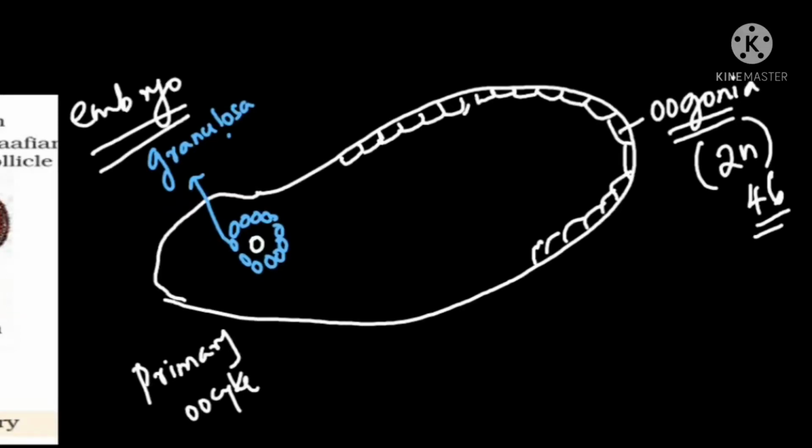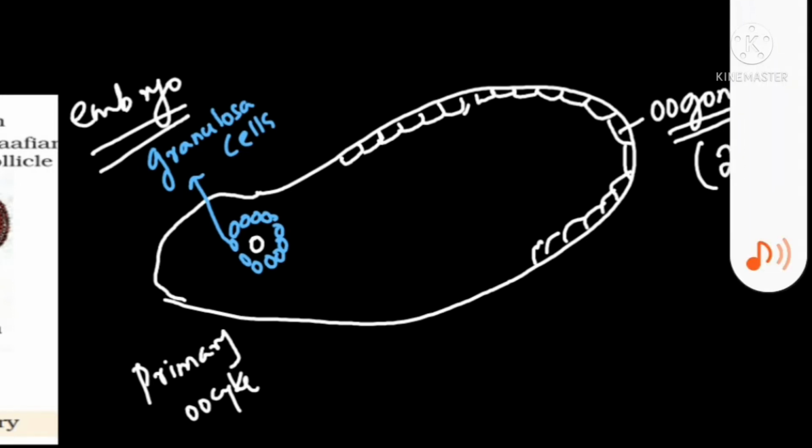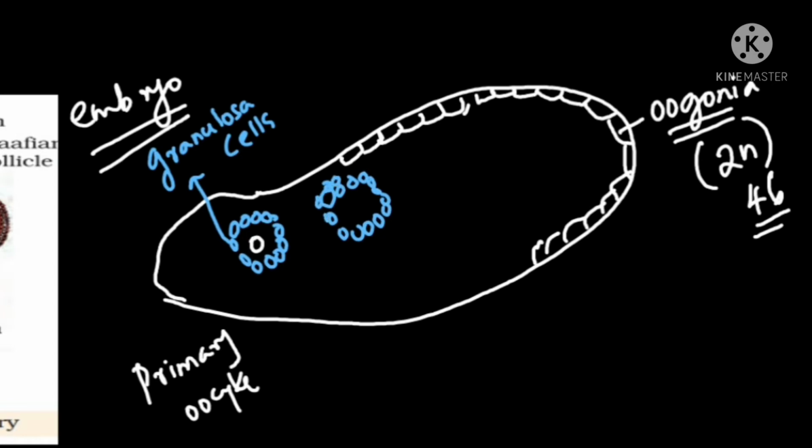Granulosa cells. Now there is one layer of granulosa cells. Later, one more layer of granulosa cells will come surrounding the primary oocyte. This is the primary oocyte. Now the first structure with one layer of granulosa cells surrounding the primary oocyte is called the primary follicle.